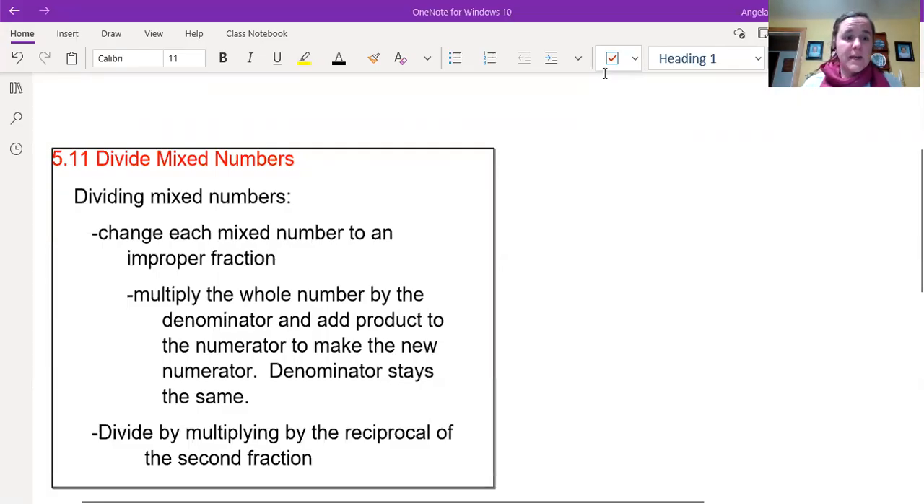Hi, seventh grade. So today I'm going to have you look at dividing mixed numbers, which really isn't going to be a whole lot different than what we've done before.